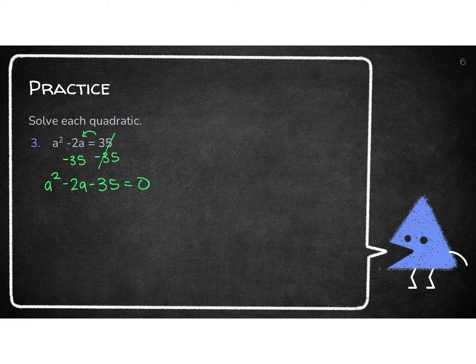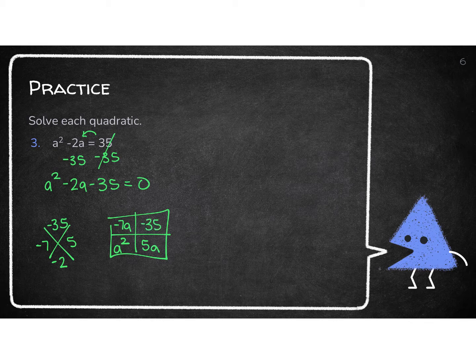Then I'm going to ask myself, do I have a GCF? In this problem, I do not have a GCF, but I see a squared, so I know that I have to do the x in the box for this. So a times c to the top, b on the bottom. 2 numbers that multiply to negative 35, but add or subtract to 2. I'm going to do negative 7 and 5. I'm going to rewrite those 4 terms inside the box. So I have a squared, negative 7a, 5a, and then negative 35.